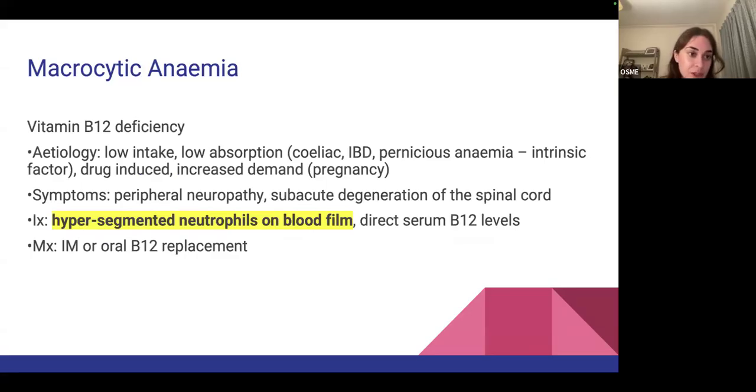So macrocytic anemia. There are two causes. This is either B12 or folate deficiency, and you will see hypersegmented neutrophils on the blood film for a B12 deficiency, and there might be a history of celiac, or there'll be this picture of celiac disease. They might mention things like the TTG testing or IBD history, and occasionally it can be drug induced. The treatment for this is IM B12 replacement. In quite severe cases of B12 deficiency, they might present with subacute degeneration of the spinal cord.